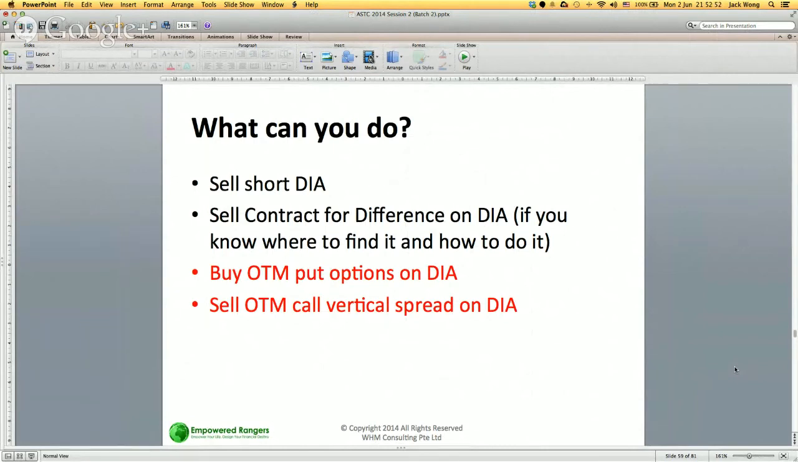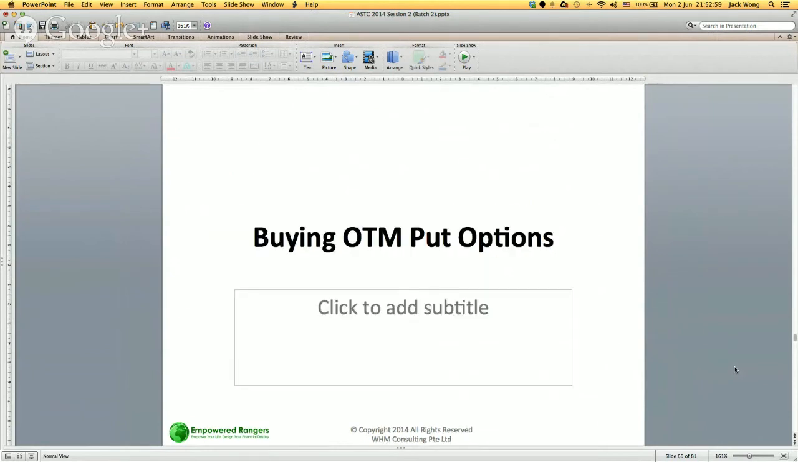You can buy out of the money put options on Diamond. You can sell an out of the money call vertical spread on Diamond. Now, what I want to show you is buying out of the money put options and also selling a call spread.